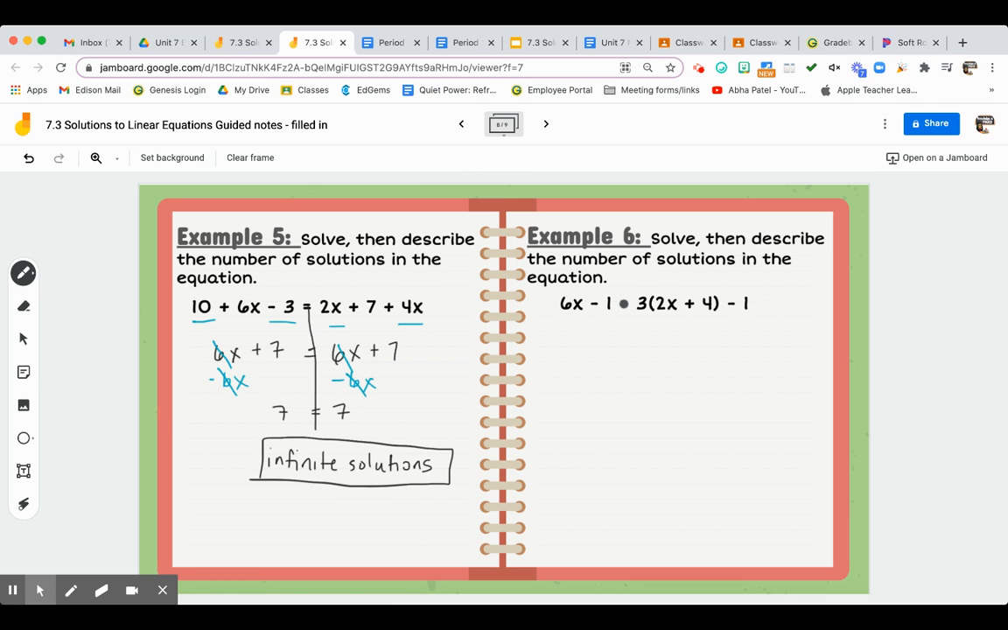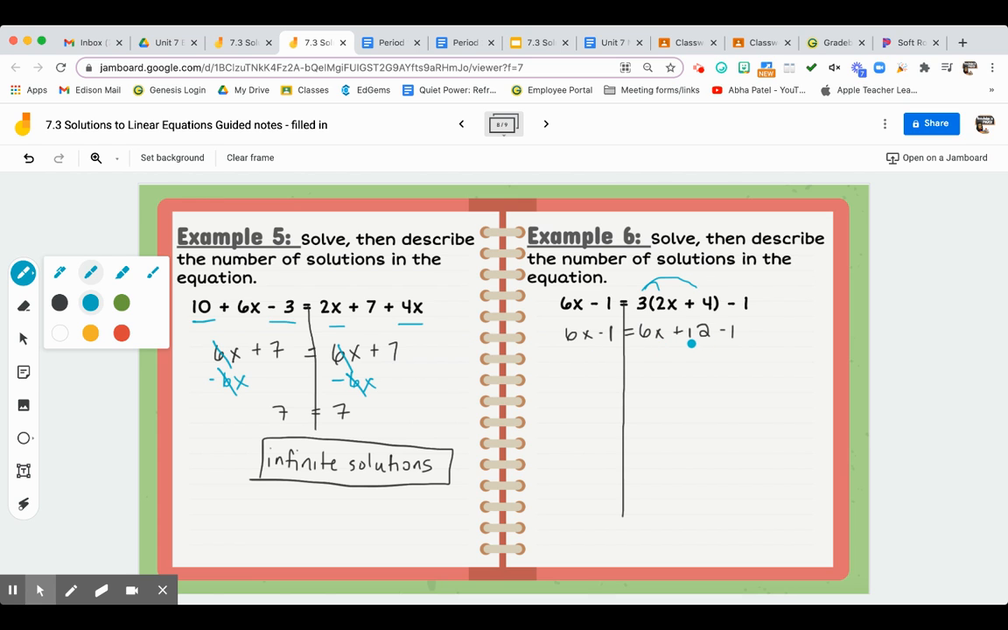All right, let's do, I think, one more. Oh, that was a nice line. Okay, so what do we do first in this problem? Well, we have distribution on the left side and the right side, so we have to do that first. So on the right side, that would be 6x, 3 times 2x is 6x, plus 3 times 4 is 12, minus 1. I'm going to rewrite the rest of it, 6x minus 1.